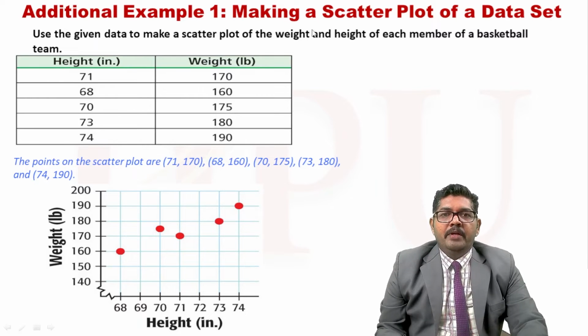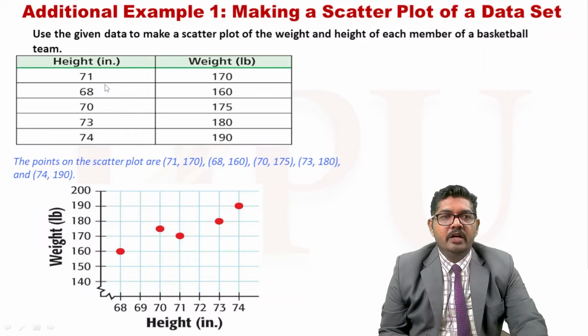We have an example here, making a scatter plot of a data set. Use the given data to make a scatter plot of the weight and height of each member of a basketball team. We have height in inches in the first column and weight in pounds in the second column. The points on the scatter plot include 71, 170, where 71 is the height in inches and 170 is the weight in pounds. Similarly, we have the same kind of pairs, 68 and 160, 70 and 175. These are the pairs we have for height and weight. Now for these pairs we can draw a scatter diagram.